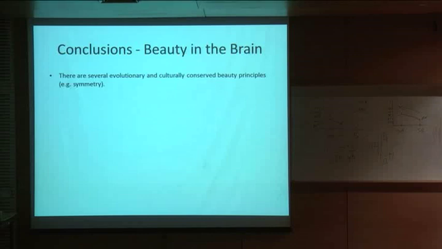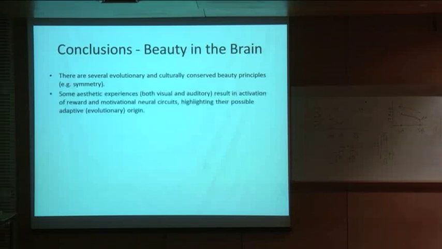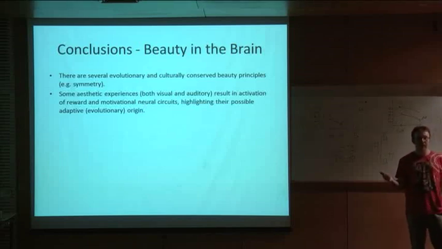To conclude this short part on whether there is a beauty center in the brain, and the topics that we touched on in the first part of the lecture today: there are several evolutionary and culturally conserved beauty principles in the brain. That's what we propose. One of them is probably symmetry. Whether the waist to hip ratio is something universal or not, that's a debate. Some aesthetic experiences, both visual and auditory, result in activation of reward and motivational neurocircuits, thus highlighting their possible adaptive evolutionary origin. So if something is linked to reward so strongly, it probably has a real adaptive value for us. This is linked to the Ronnie Gronot talk about the adaptive value of music.